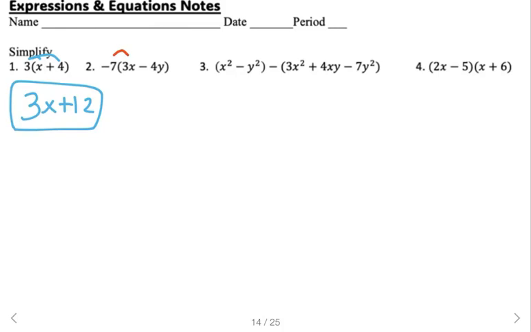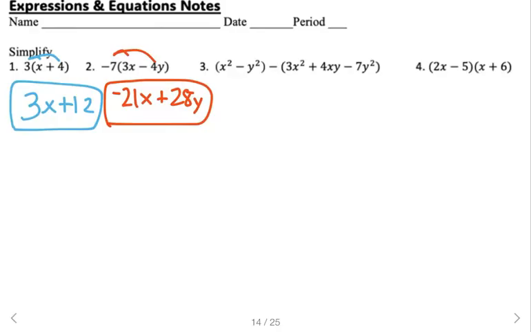Number 2, we're going to distribute this negative 7. Negative 7 times 3x gives us negative 21x. Negative 7 times negative 4y gives us positive 28y. Again, they're not like terms, you can't combine them. Like terms have to have the same variable and the same exponents if you see any exponents.